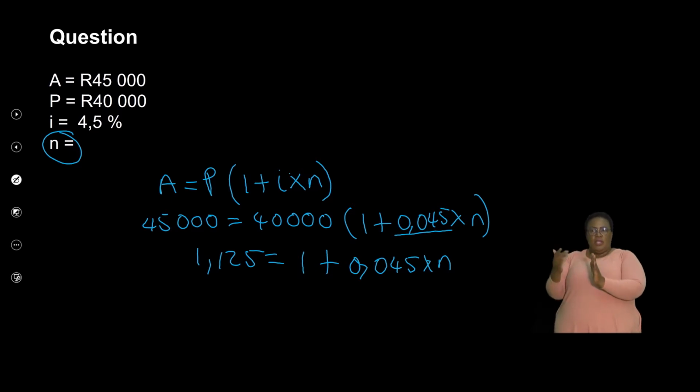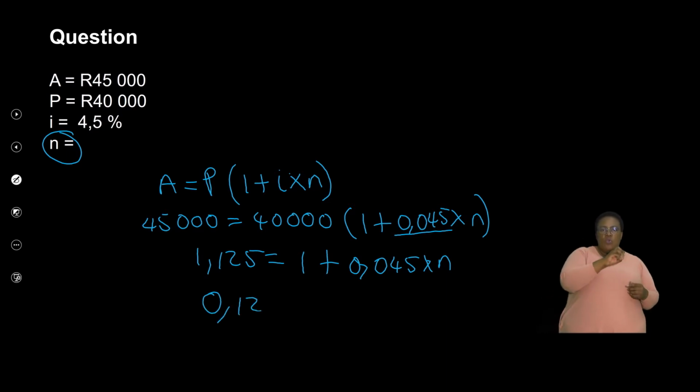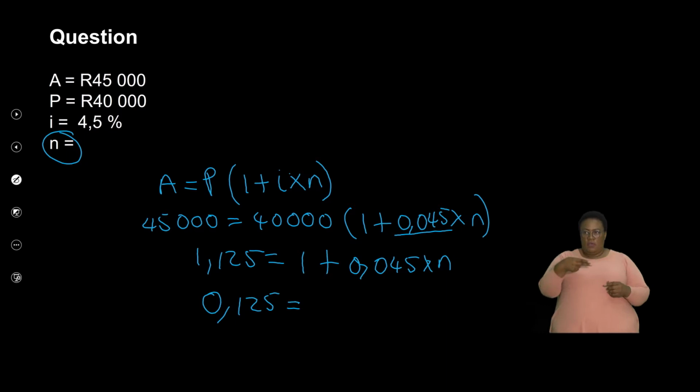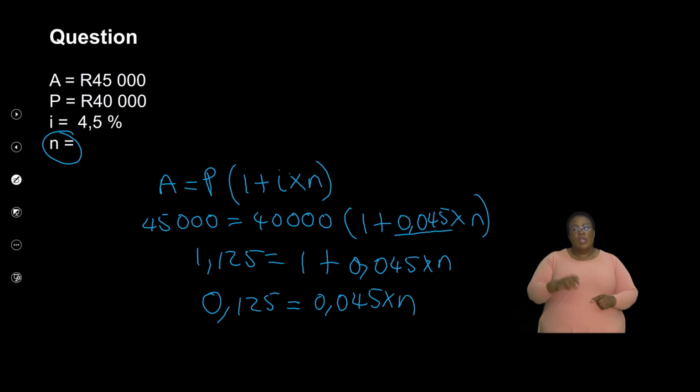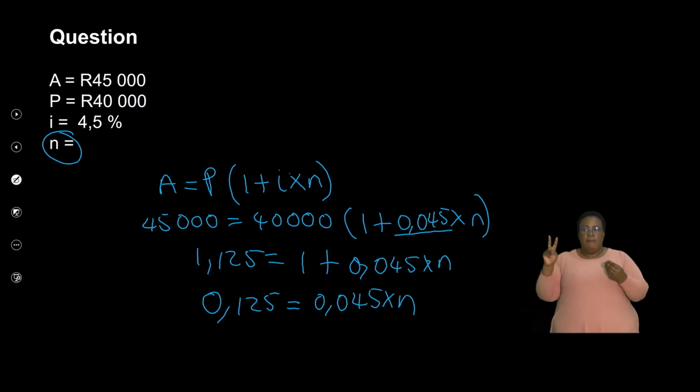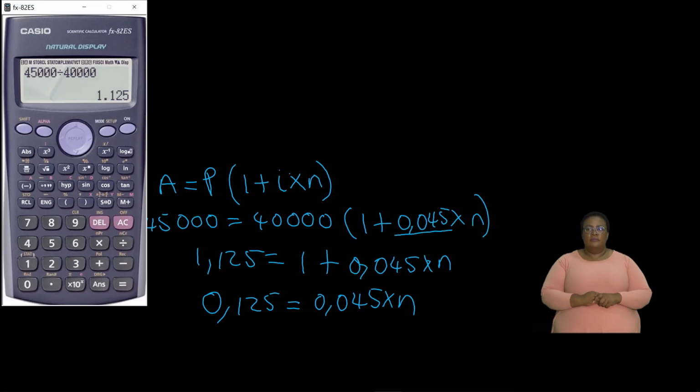Then I will subtract 1 on both sides, making this 0.125 is equal to 0.045 multiplied by n. Remember, if I'm trying to get the variable on its own and it has a coefficient, I will then need to divide both sides by the coefficient. So let's just quickly do that. Remember, we started first by minusing 1, and that was our answer there. And then you divide this by the 0.045.